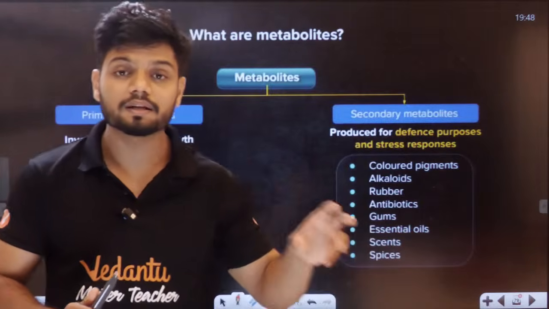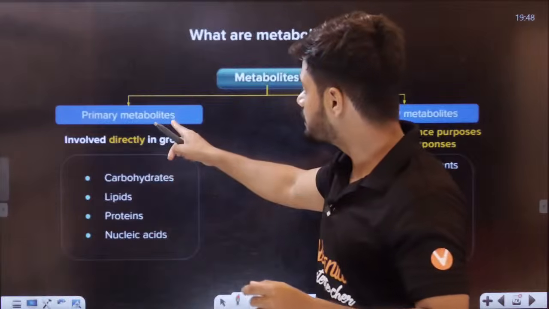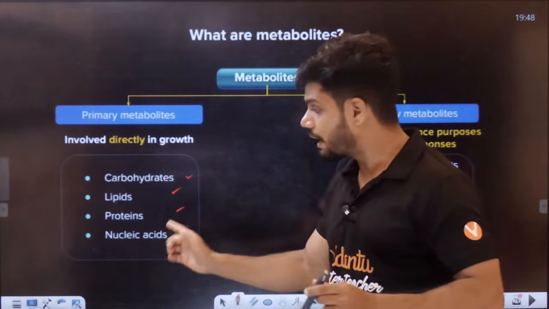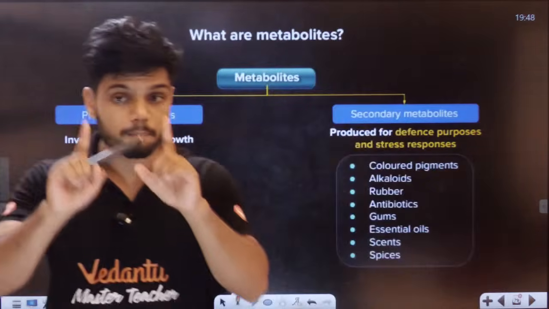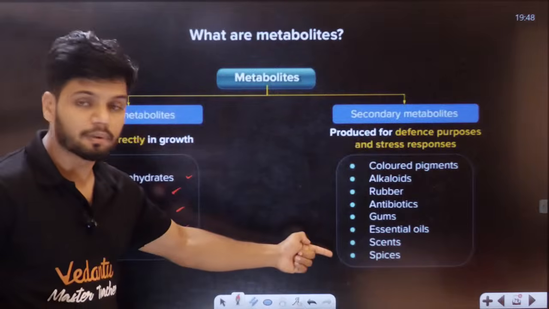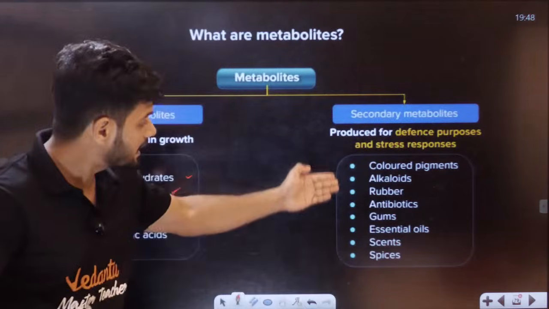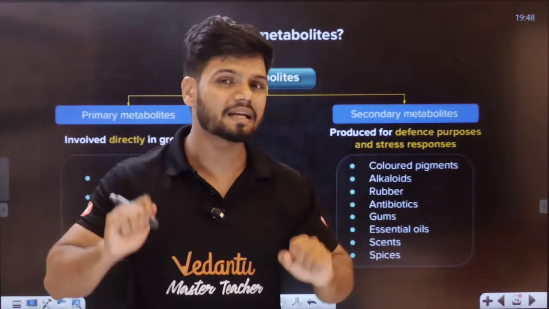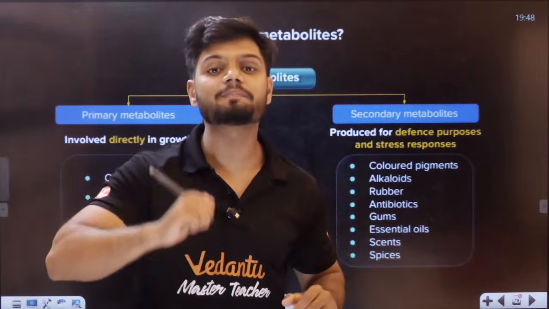Primary metabolites are required by plants for all activities. Primary metabolites are your carbohydrates, lipids, proteins, and nucleic acids. Plants require them for direct growth. But secondary metabolites they do not require directly. These secondary metabolites are released by the plants as a stress signal, and along with the stress signal, for defense mechanisms.